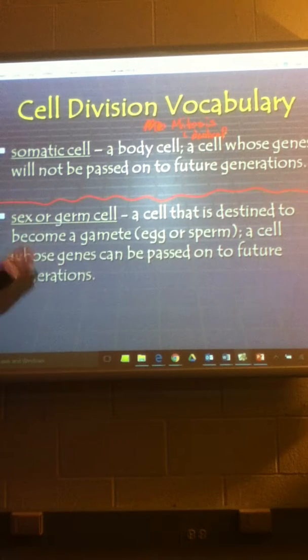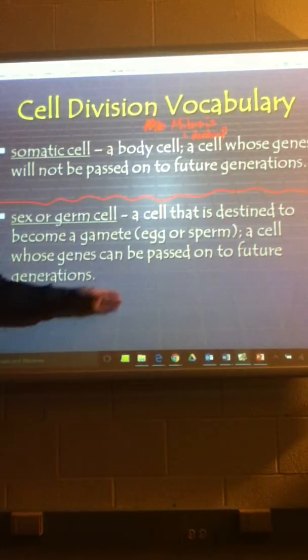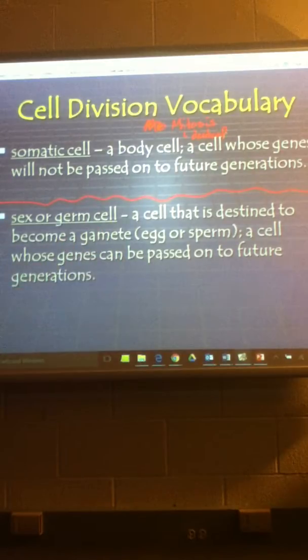What are the only two cells that don't go through mitosis, that have information that is passed on to future generations? Kind of says it. Yeah, sperm if you're a boy, eggs if you're a girl.